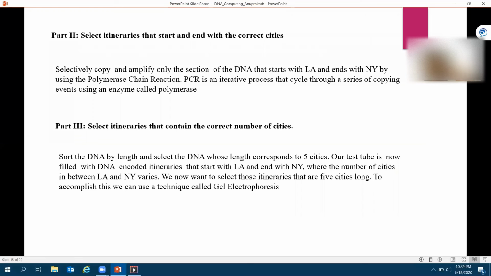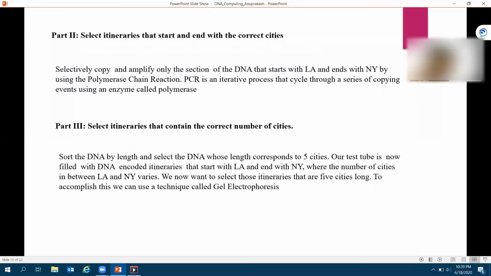The second step would be to select only those routes which have Los Angeles as the start point and New York as the end point, because Los Angeles is our starting point and New York is our final destination. So from all the possible combinations, we select only those which have Los Angeles as a starting point and New York as ending point. And this can be done using polymerase chain reactions. These are the DNA operations.